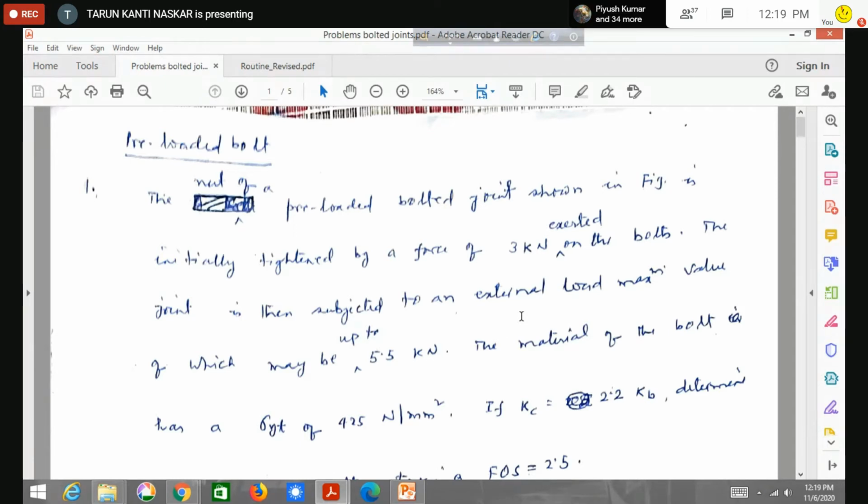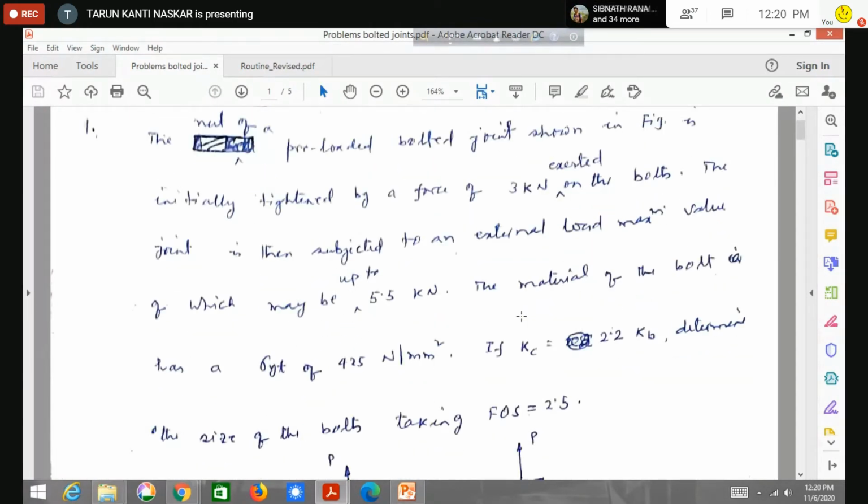So it is an example of preloaded bolt, just handwritten thing, and you have to read it. It is an example on preloaded bolt. The problem is like this: the nut of a preloaded bolted joint shown in figure is initially tightened by a force of 3 kN exerted on the bolts. The joint is then subjected to an external load, maximum value of which may be up to 5.5 kN.